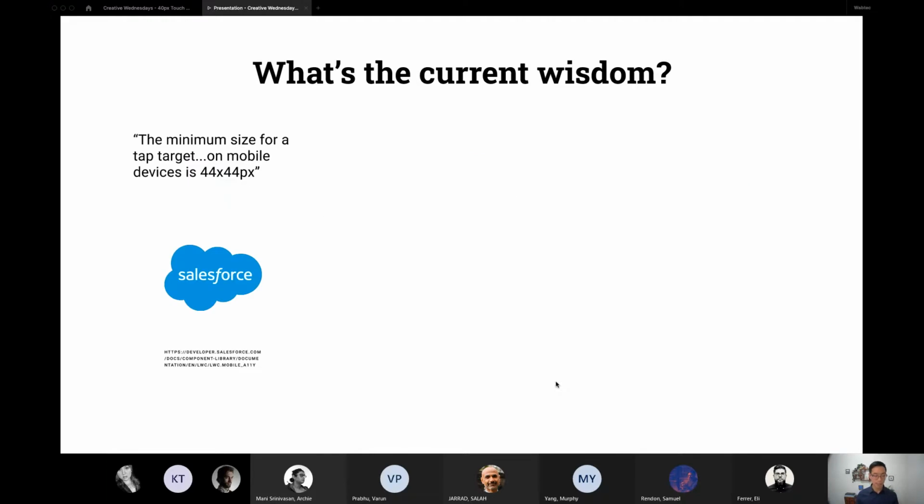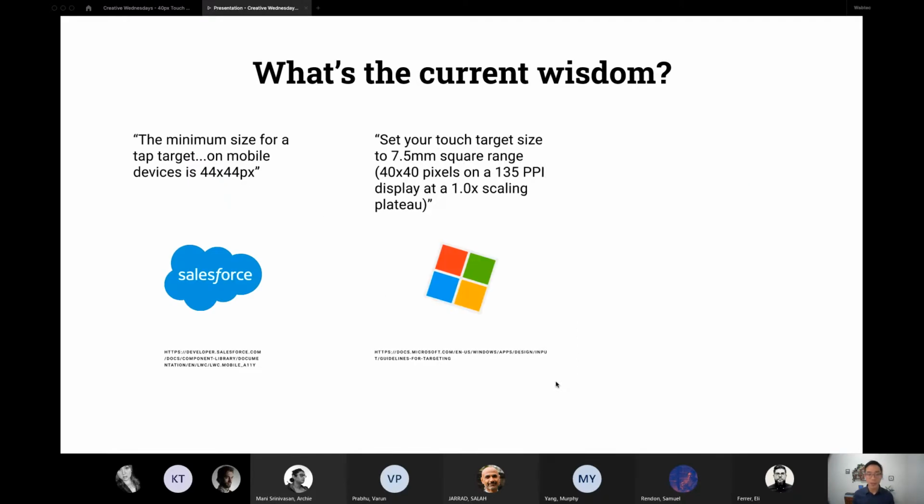A couple more examples. Here's Salesforce. They just say 44 by 44. Microsoft tells us 40 pixels by 40 pixels, but they give a caveat saying use 135 ppi, pixels per inch, and make sure that you're scaled at 1x scaling plateau or scaling factor. That may sound like gibberish to you. We'll talk about that too when I get to the actual solution. But just know, again, we have different people saying different pixel amounts, and Microsoft is leaning a little bit closer to the actual solution. We're relating physical and digital touch targets together.